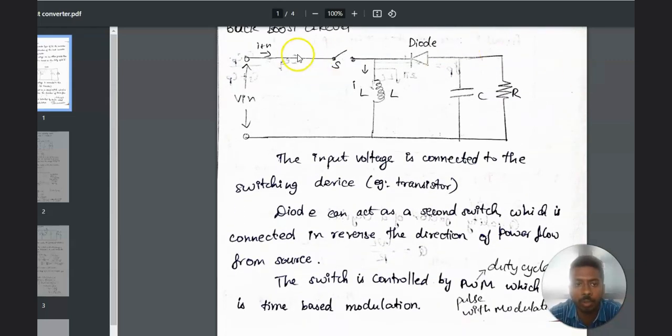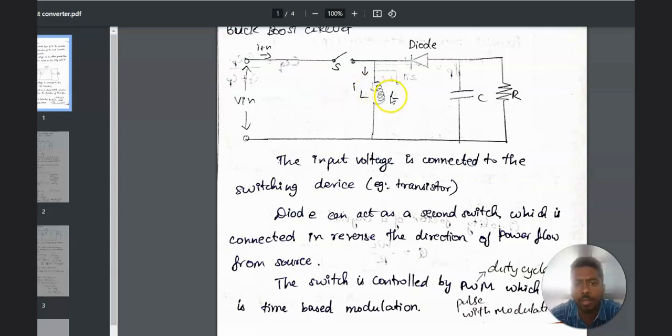This is the basic circuit of a buck boost converter. There is an input voltage and a switch. The switch can be either a transistor or a MOSFET. There is an inductor and a diode. Again, at the output there is a capacitor that acts as a filter, and then there is a resistive load.